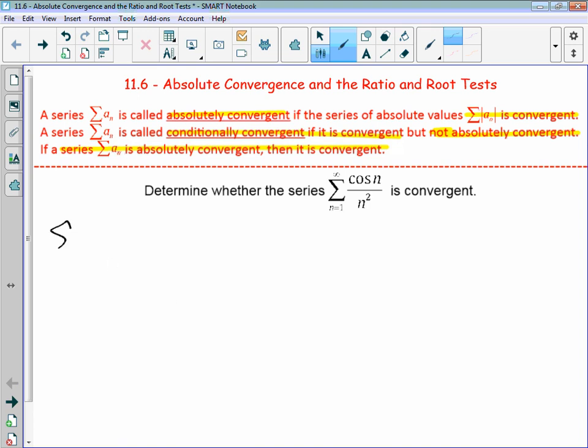Put absolute values around it. Everything else is going to stay the same. And if we can prove that this converges, then we can prove that the original one up here converges. So that's what we're going for. What's always true about n squared? It's always positive. Does it need to be inside an absolute value then? No. So I'm going to take that out of the absolute value.